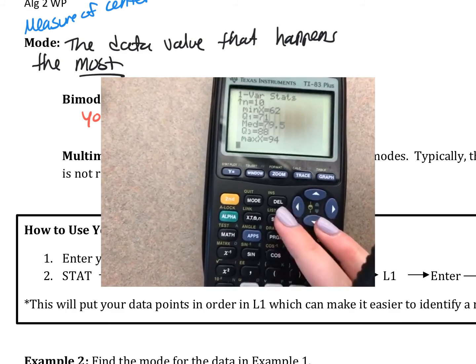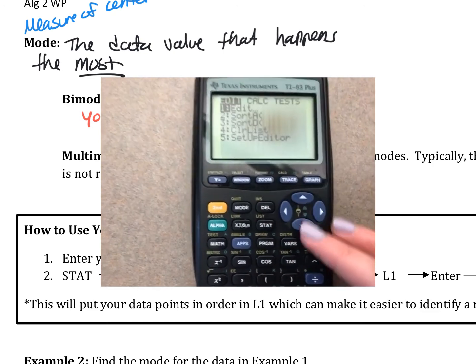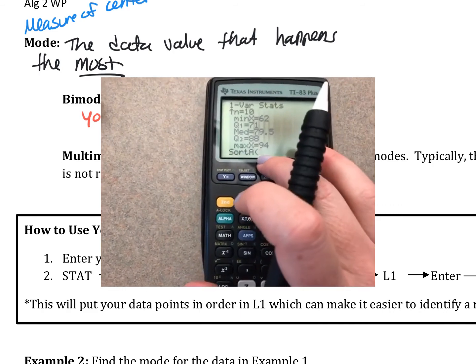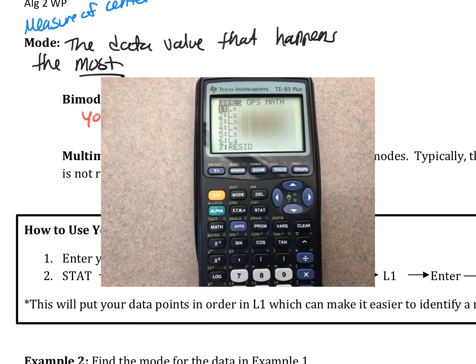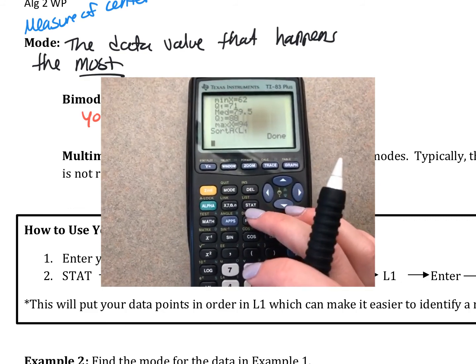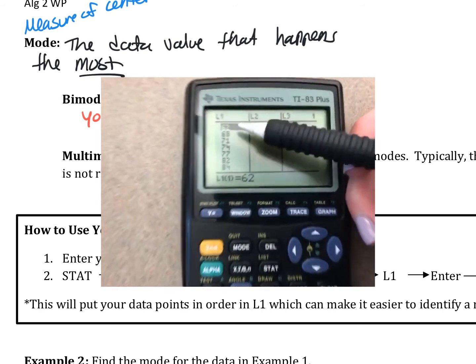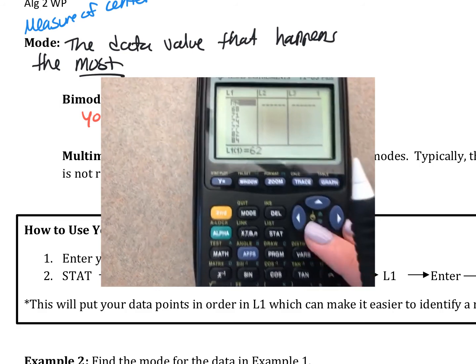So if you hit the Stat button, go to Sort A, and just hit Enter once. So it's popping up with the cursor there. Then you hit Second, Stat and select L1, hit Enter, and it should say Done. And now if you go back to your list, so Stat, Edit, it puts all of your data values in order for you, which just makes it easier to go through and see if we have any repeats.